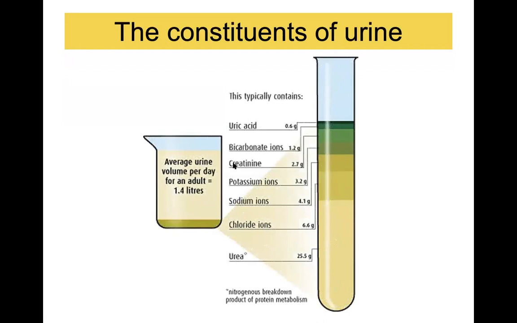So this is the other picture about the urine. You can see here urea, chloride ion. These are the excessive ions that will be excreted through the urine. So all of these, most of them contain water.